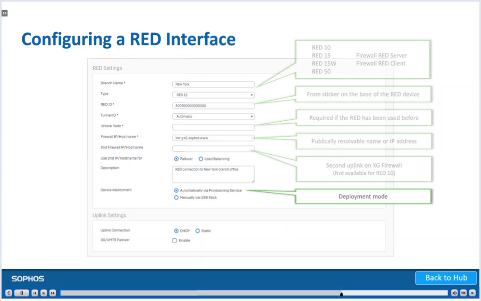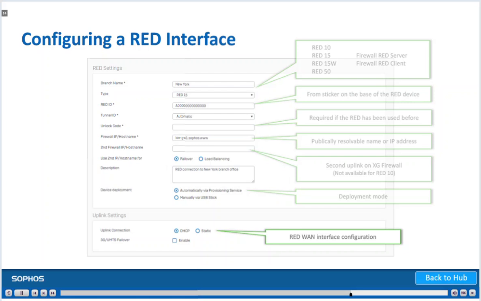Note, if you are deploying a RED in an environment which does not have an internet connection, you will need to configure the Sophos XG firewall as an NTP server for the RED. The RED WAN port is most commonly configured via DHCP, but it is possible to set a static IP address. If the RED is being provisioned via the provisioning service, it will still need to get a DHCP address to download the configuration before applying the static IP address.